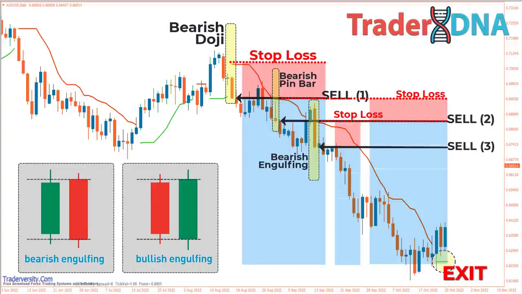By following the trends identified by this indicator and utilizing price action patterns as signals, we can achieve remarkable profits in the market. If you wish to use the exact settings of the BB stops indicator shown in this video, you can download them from the description.